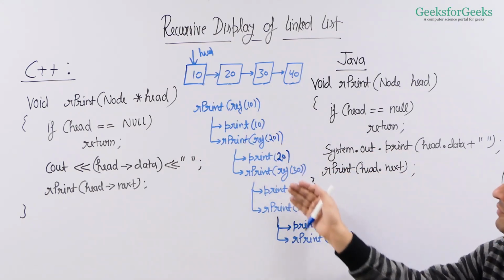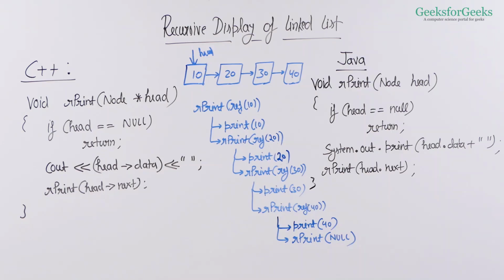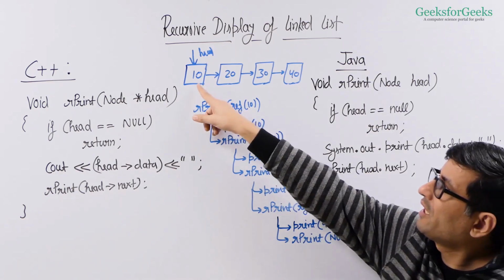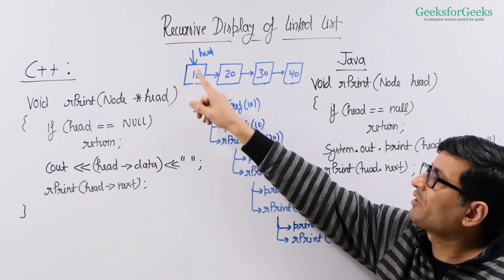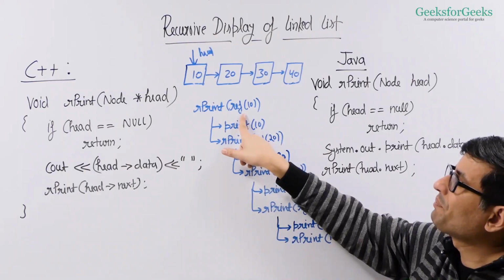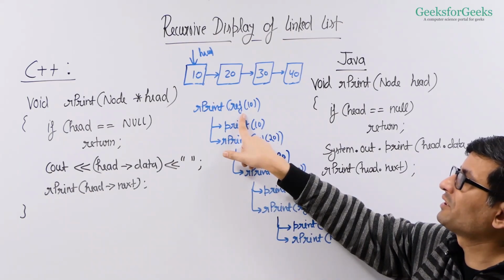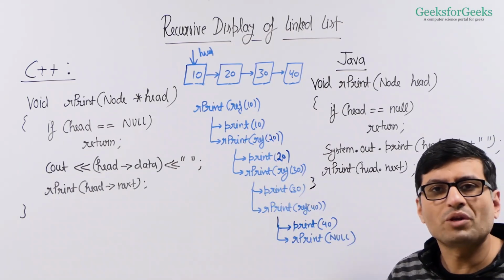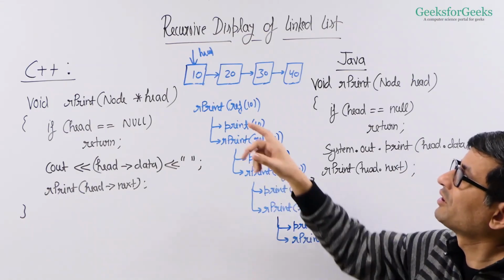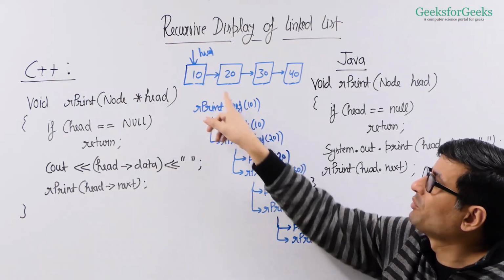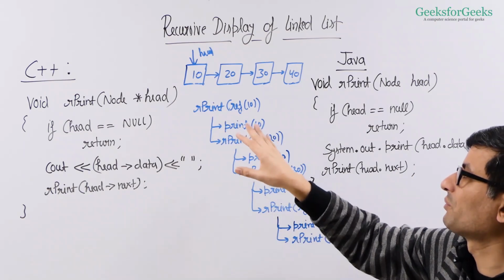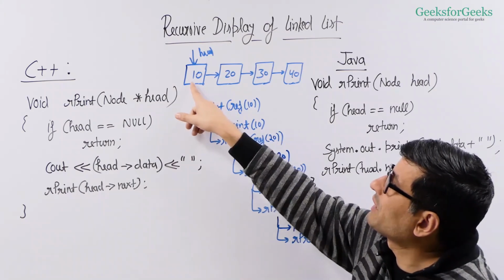Let's see the working of this function step by step. We call it for the head, which is this node, right? So in Java, we pass the nodes as references, but in C++, we pass the nodes as pointers. So we pass reference of this 10. I'm using the term reference here, which is for both reference and pointers. So we pass 10 here.